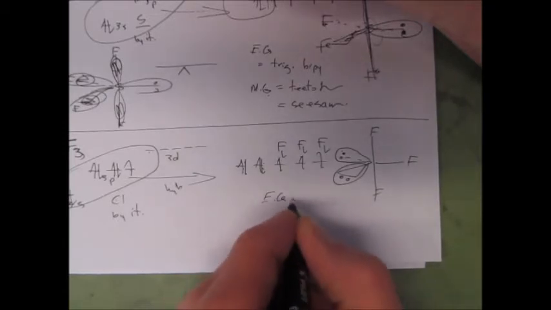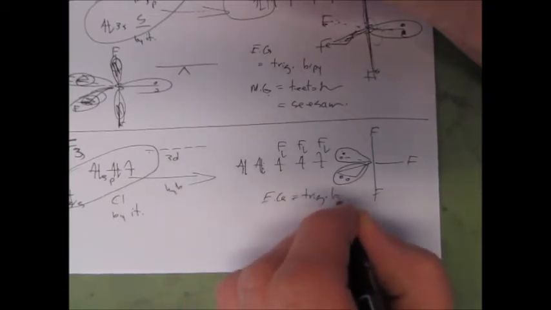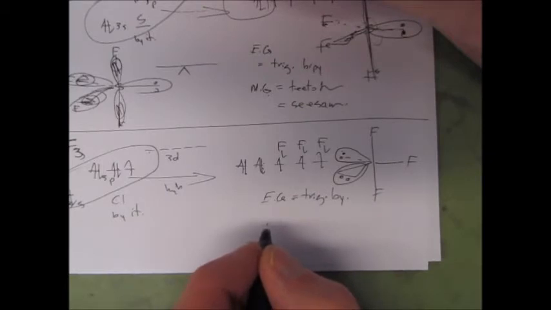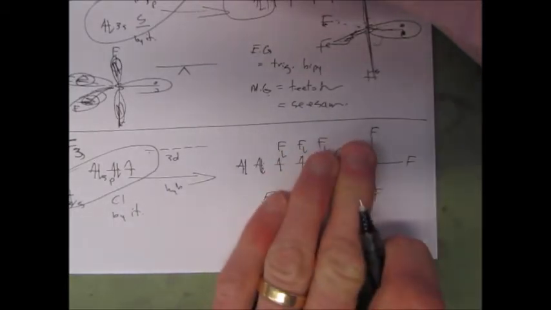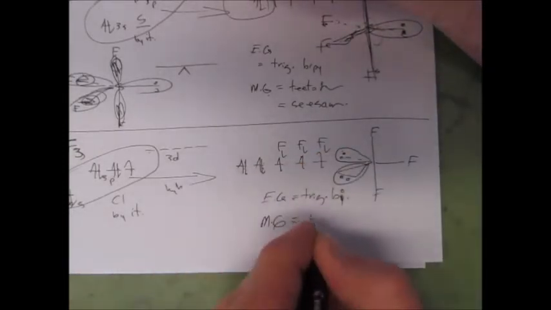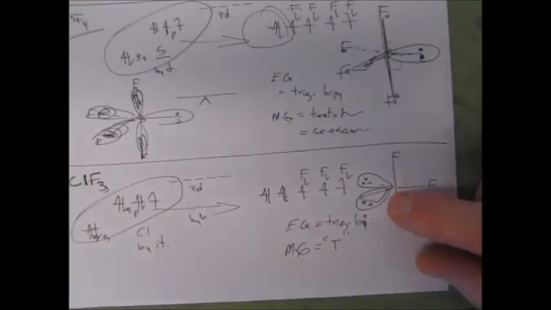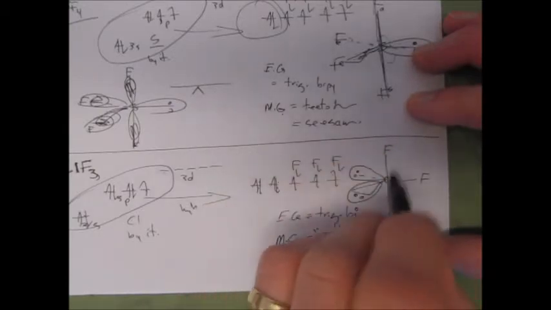Electronic geometry is trigonal bipyramidal. Molecular geometry, where we forget these don't exist. Man, that looks like a T. T-shaped, right? And again, I'm not going to do it any longer, but you know how you could draw in the hybrid orbitals on the central chlorine, right? So we've done that. We have one more, xenon.